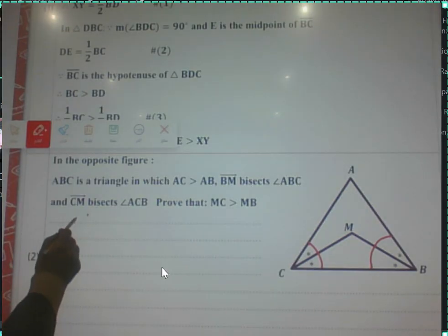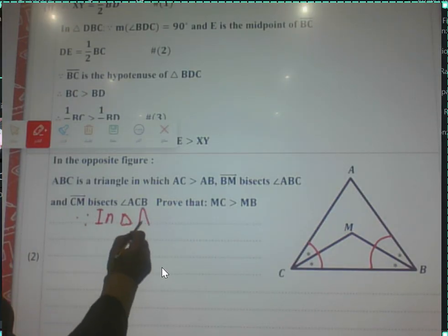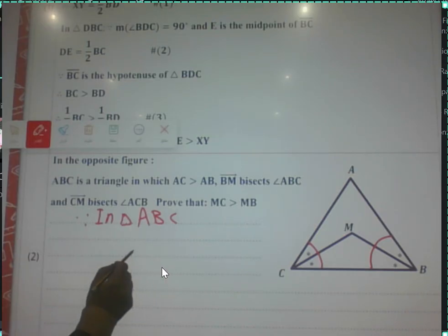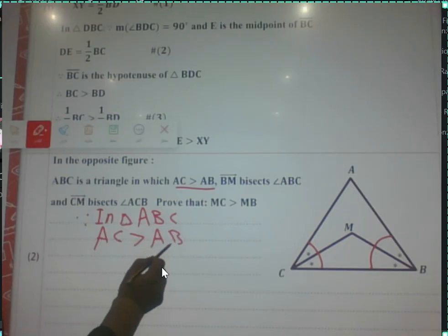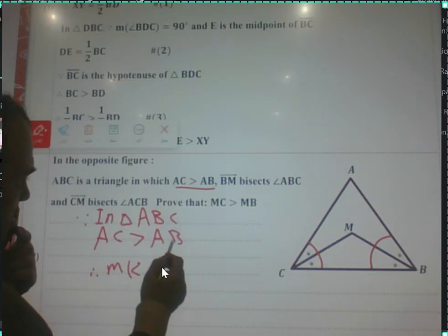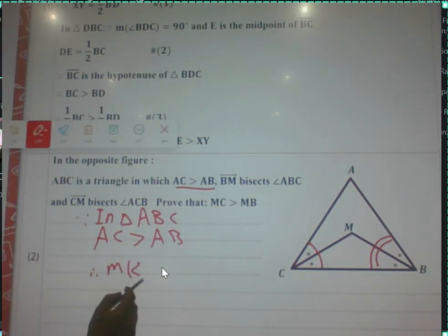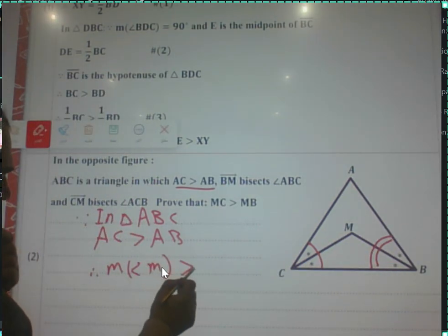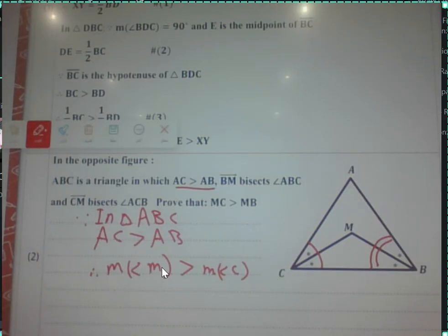The first solution: in triangle ABC, we have these two side lengths here. Right, with me, AC is greater than AB. Then the measure of the opposite angle here. The opposite angle of AC will be angle B, so the measure of angle B is greater than the measure of angle C. If we divide by 2, we can also write this.